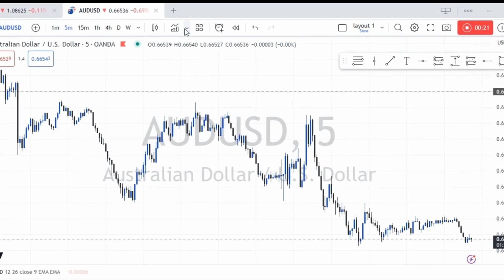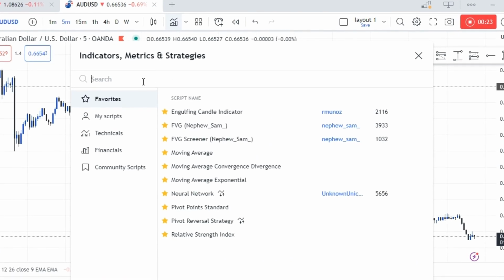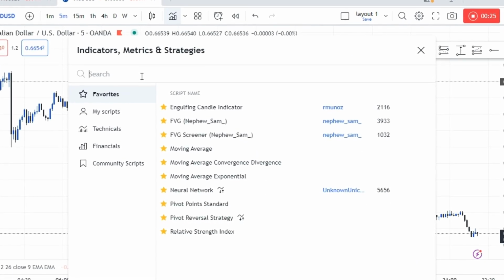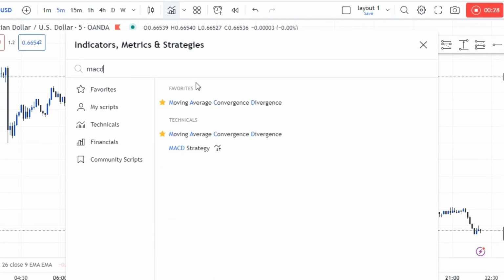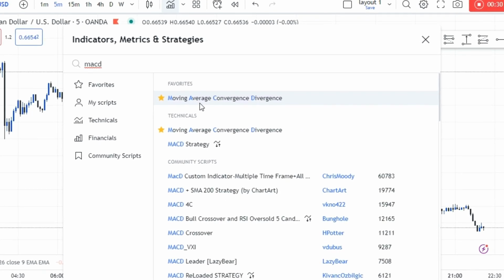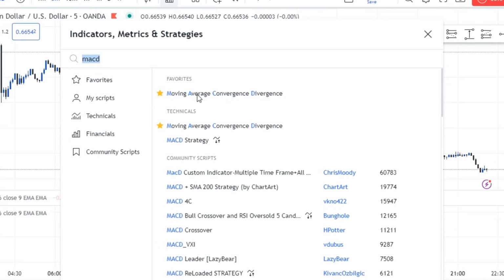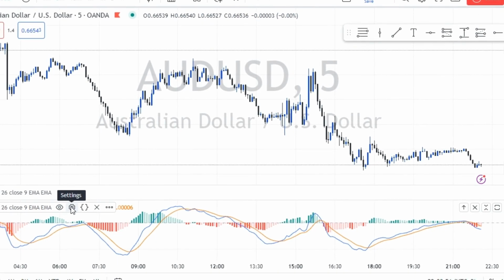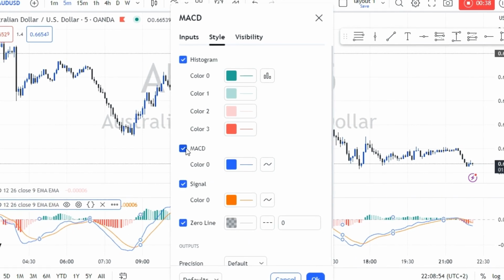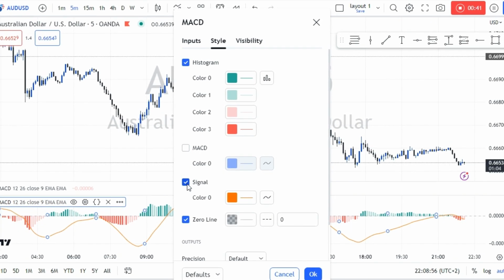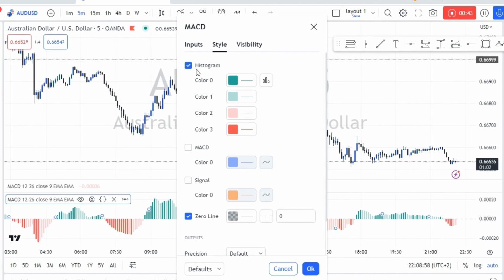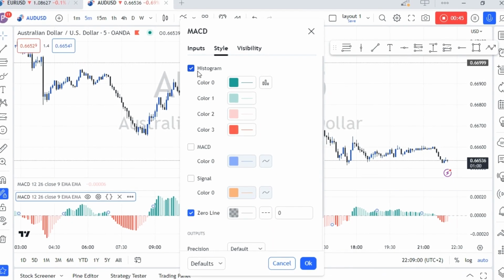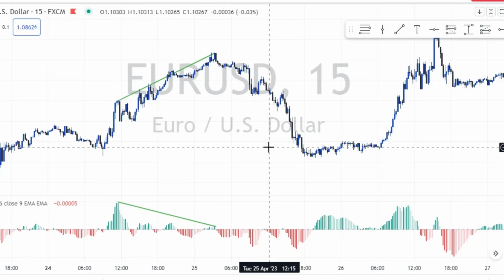So go into your TradingView and locate the indicators tab. Type MACD. Your MACD should appear at the top. Select your MACD and go into the settings wheel. Here we want to uncheck the MACD and the signal so that we are only left with the histogram at the zero line. Here we have our divergence, which is our bearish divergence.